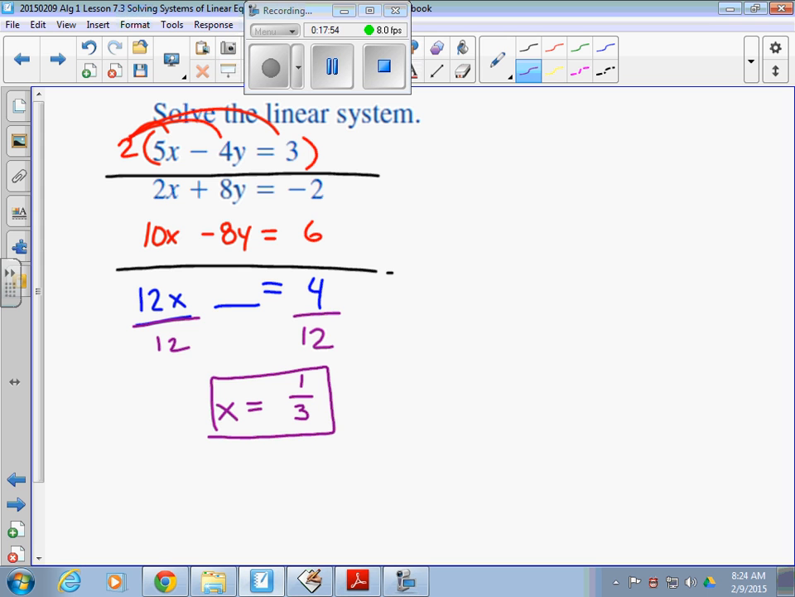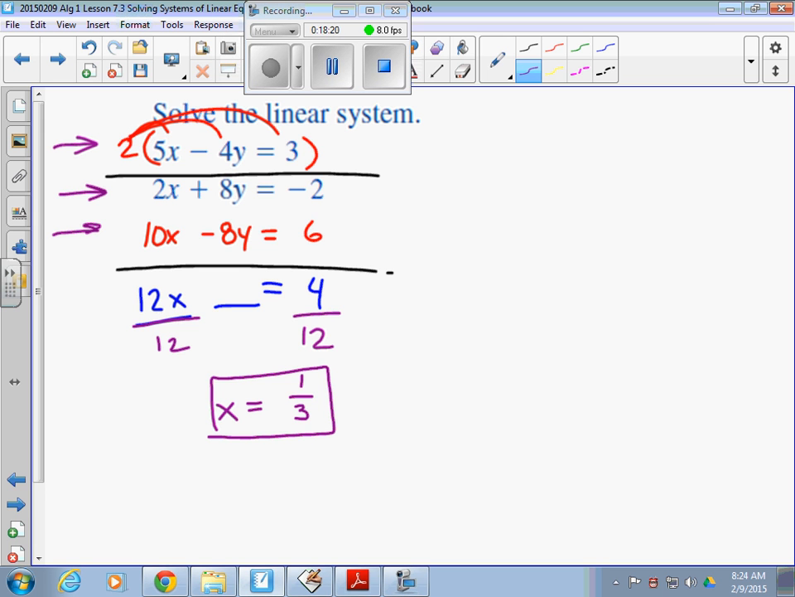Plug 1/3 into either of the 3 equations. We have 1, we have 2, we have 3. I would suggest against plugging it into the one that we made, 10x minus 8y equals 6, because look how big the numbers are compared to the other one. Plug it into the smaller numbers, or plug it into something that 1/3 is easy to find to make it easy for yourself.